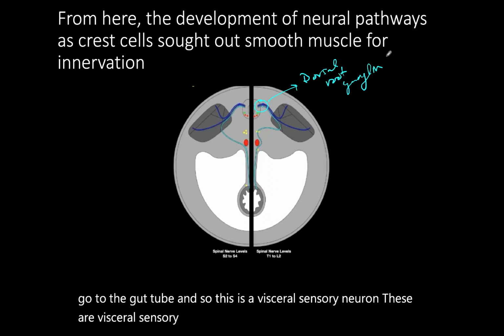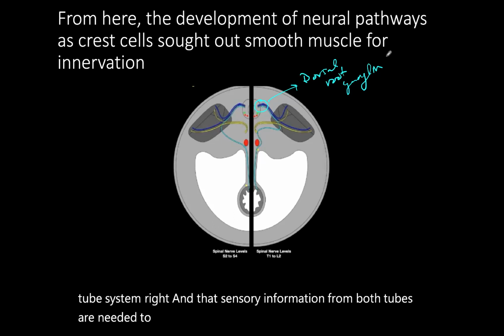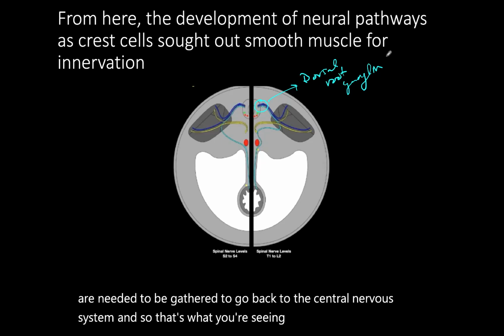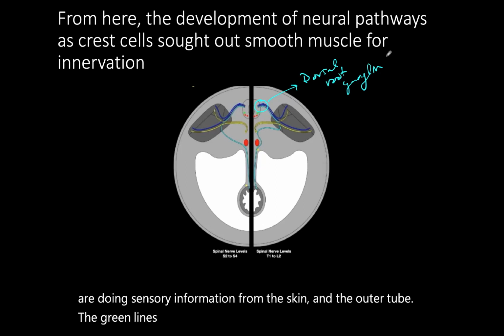Remember, we've got a tube within a tube system. And that sensory information from both tubes is needed to be gathered to go back to the central nervous system. And so that's what you're seeing there. Those blue lines are carrying sensory information from the skin, the outer tube, and the green lines are carrying sensory information from the inner tube.